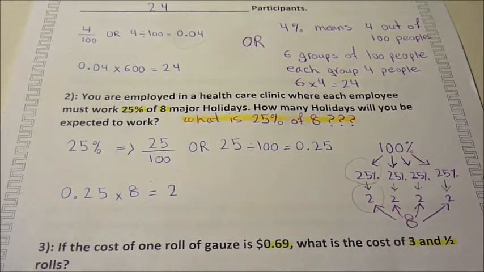There is another common sense way. We know 100% is made of four 25%s. And 8 divided by that 4 will give you 2.